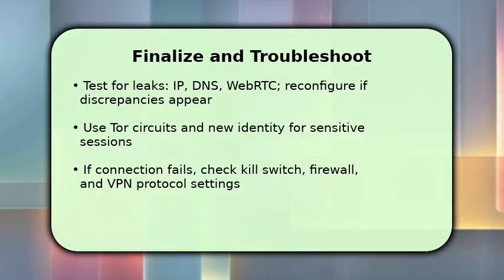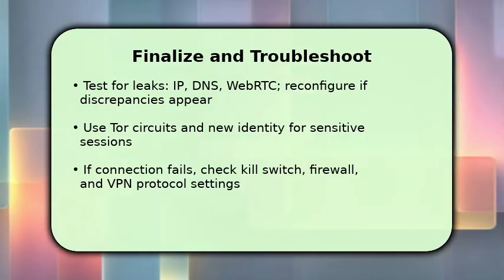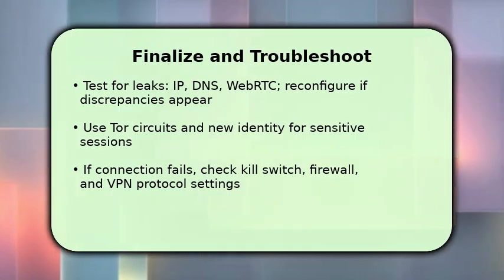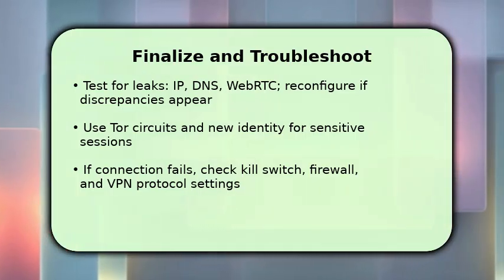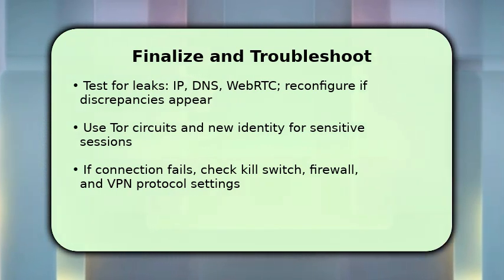If something breaks, first check the VPN kill switch and your firewall rules, then switch VPN protocol, UDP versus TCP, or reconnect the VPN and Tor in the correct order. That targeted troubleshooting step resolves most connection or leak issues quickly.